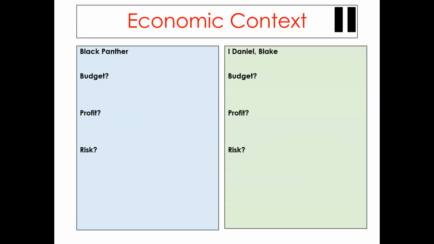Okay, over to you then, and this time I would like you to pause and tell me about the economic context. So number one, can you tell me about the budget? How much did each film have in its production budget? How much money has been made then in terms of gross profit? And also think about risk. What were the risks to making this film? Is there anything that makes it low risk? Or alternatively, things that potentially make them high risk films? Pause the video and make your notes now.